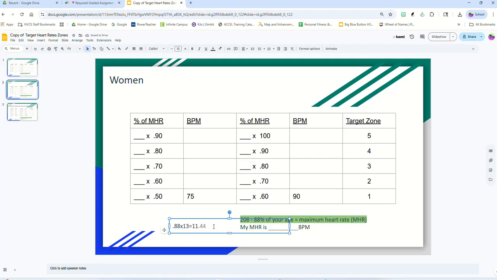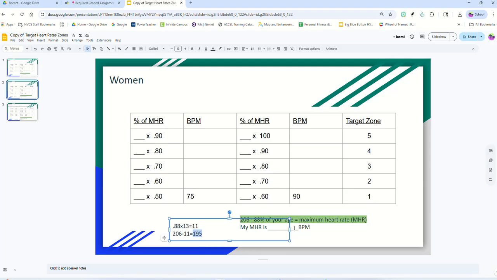Now you're going to take that 11 and you're going to subtract that from 206. Remember, so it's 206 minus 11 equals 195. You notice that my slide automatically did that for me. 195. So that is your maximum heart rate if you are 13 years old.